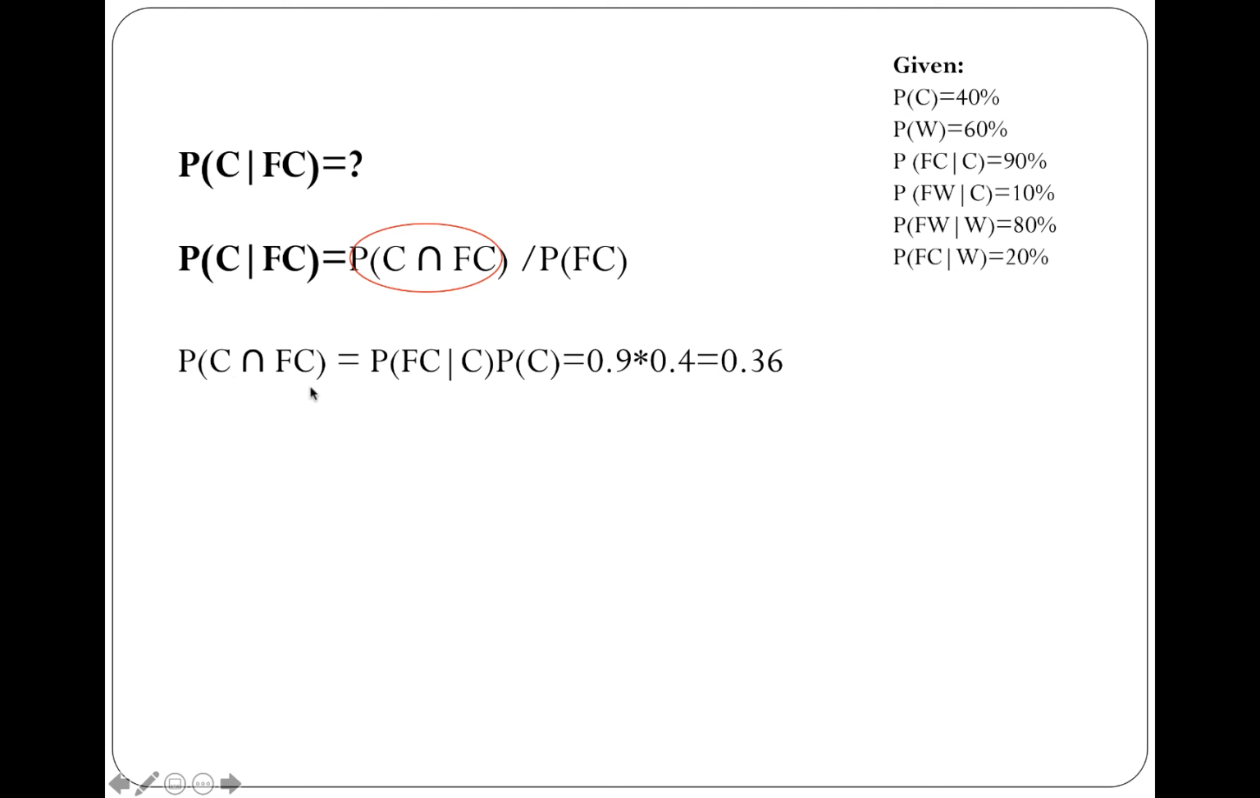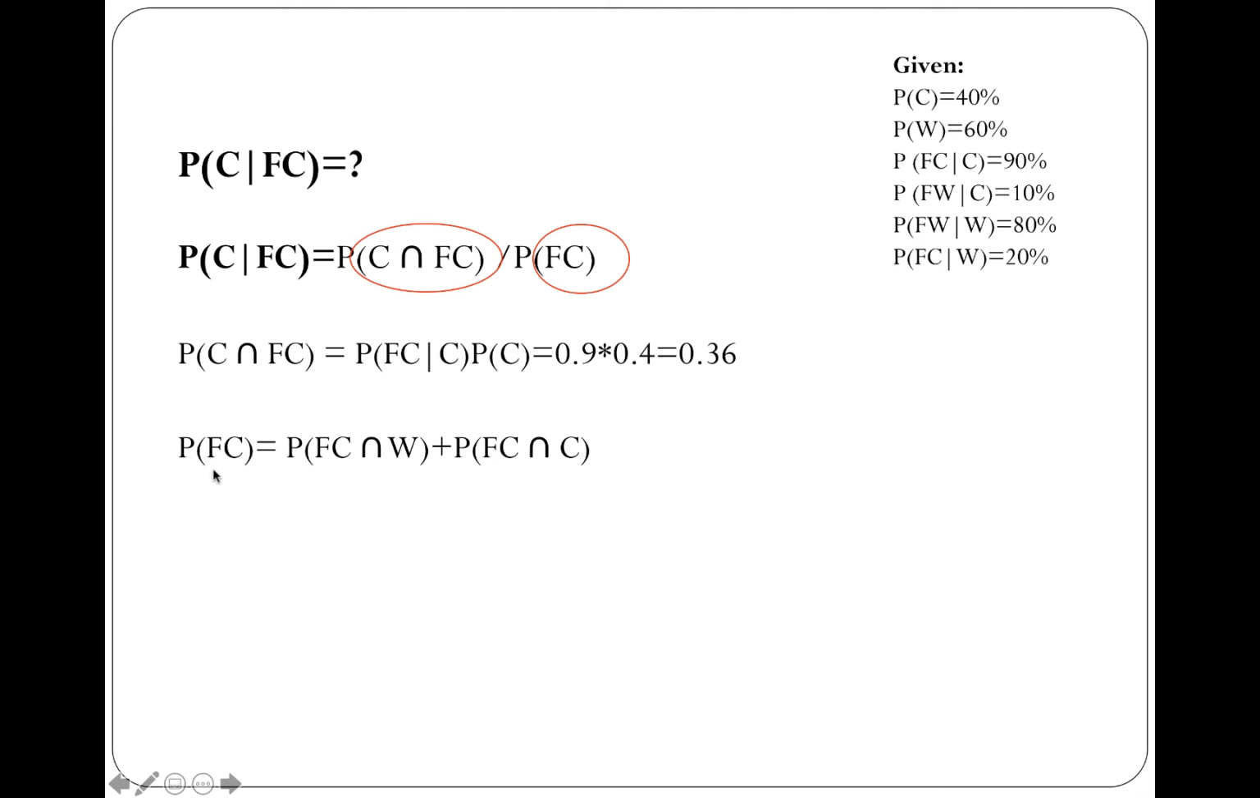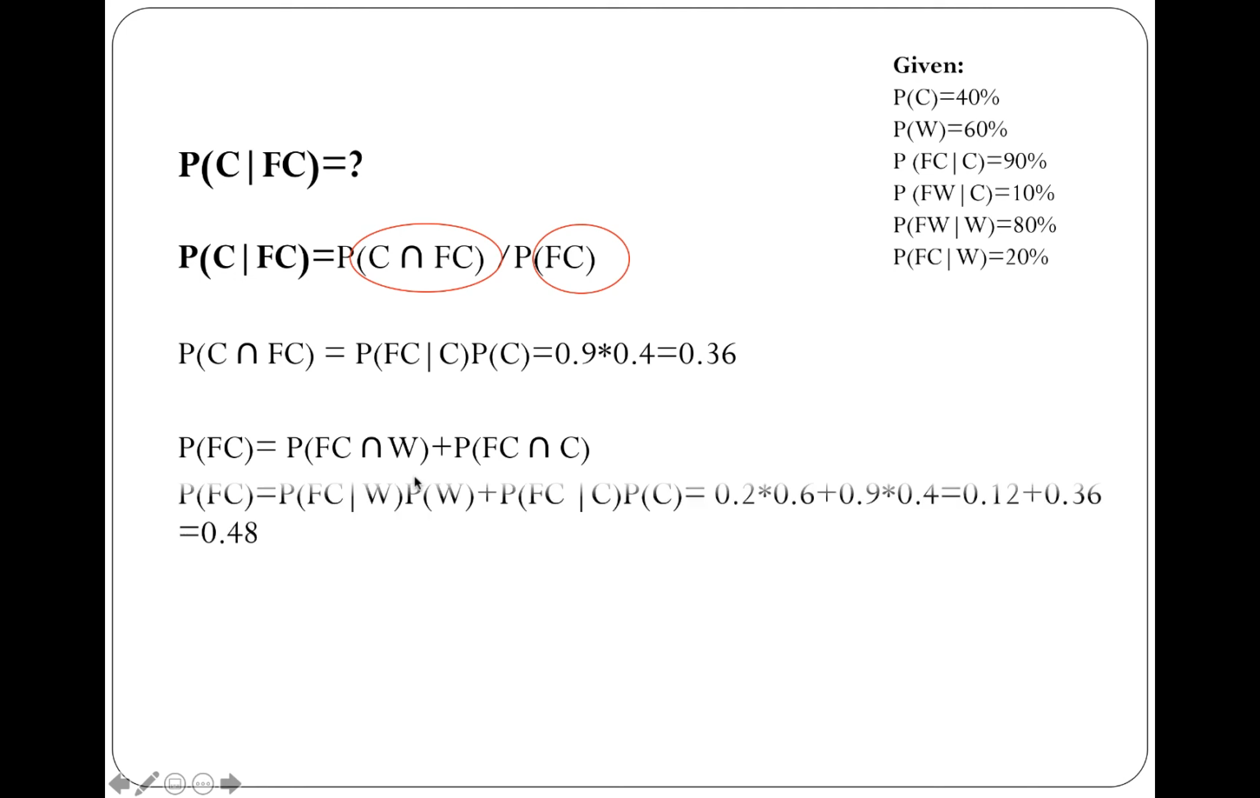Okay, so how about the probability of FC in the denominator? How can we calculate that one? We can write the probability of FC, the probability that the forecast says it's going to be cold, as the probability of FC intersection W, meaning that the weather is going to be warm, plus the probability of FC intersection C. Okay, we can rewrite each one of these probabilities based on the conditional probability.